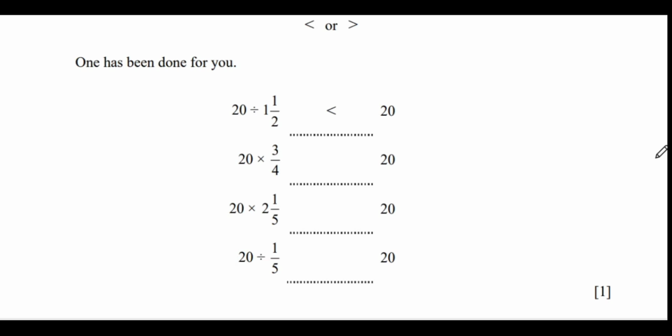So with what I just said, this number here, 3 over 4, is less than 1. So when it multiplies 20, it tends to reduce. So we have this to be less than 20. Then this number here is 2 and 1 over 5, so that is obviously greater than 1. So when you multiply it by 20, you're going to get a number that is more than 20. So that will give you greater than 20. Then this number here is less than 1. When you use a number that is less than 1 to divide a number, the number will increase. So this number is going to be more than 20. All right, so we move to the next one.